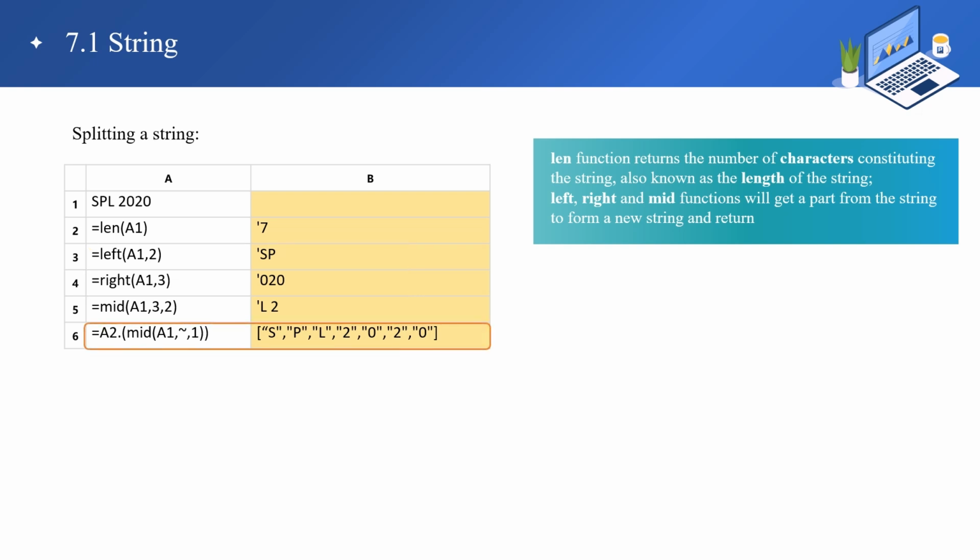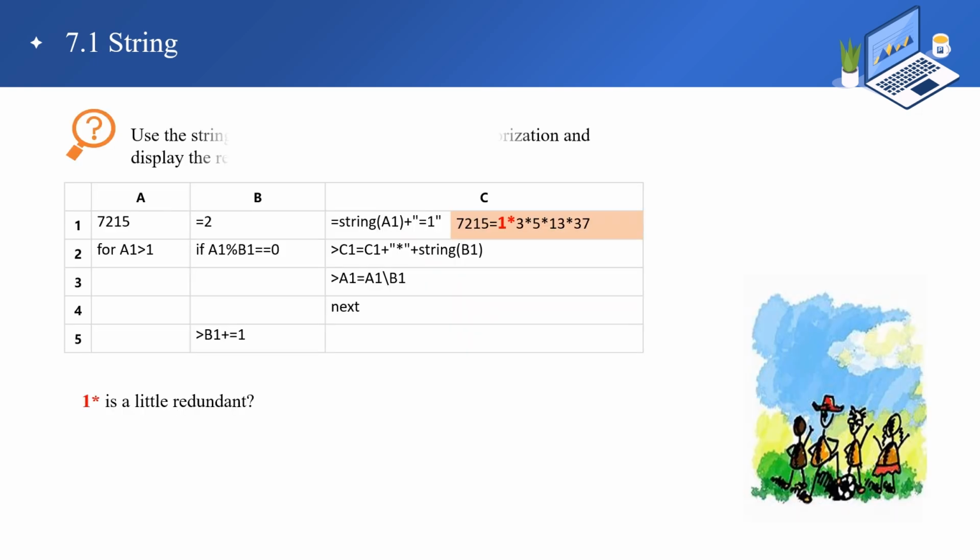A6 splits a string into a sequence of characters with a loop function, and you can understand the mid function again. A single character is also a string, that is, a string with a length of 1. The result of prime factorization will always be written with a 1 times in the front. This is because we concatenate a times sign and a factor to the result string every time in the loop. If we don't write the first one, the result will be 7,215 equals times 3 times 5 times 13 times 37, which is wrong.